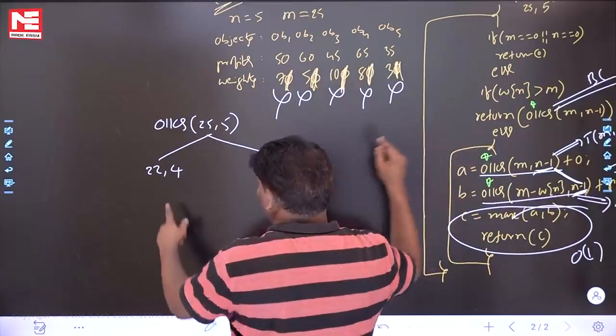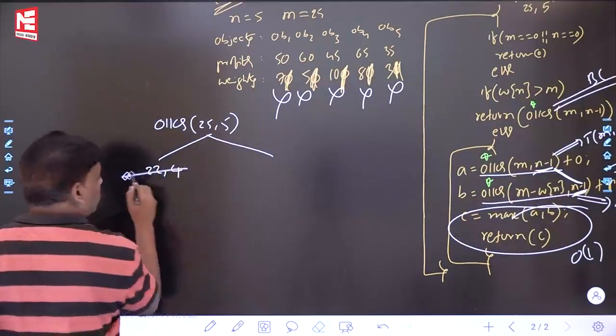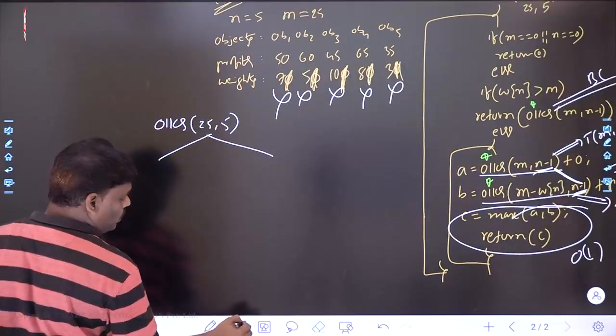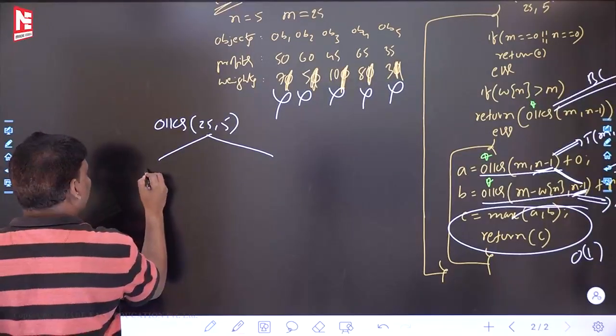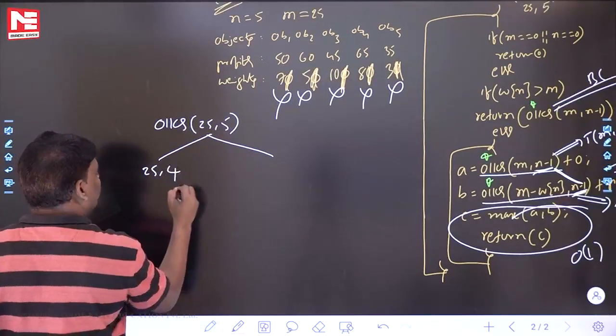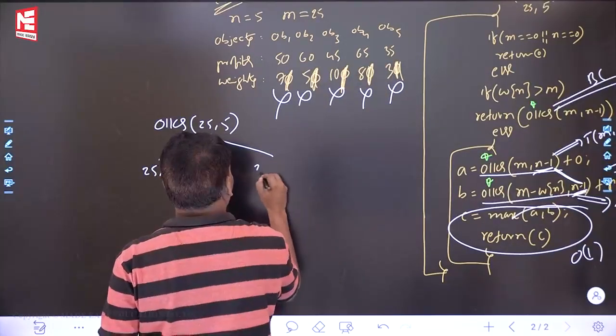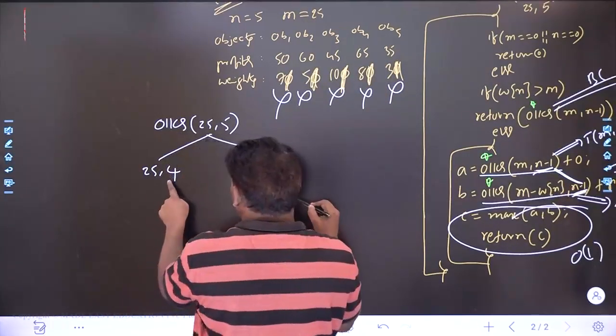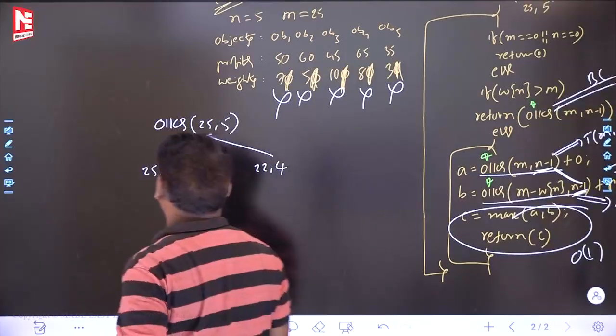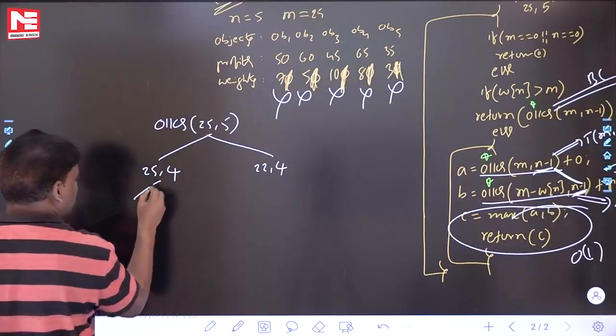If you don't take it, what will happen? 25 comma 4. If you take the fifth object, what is the answer? 22 comma 4. See, whether you take or not, the number of objects will decrease. Similarly, this one also: 25 comma 4.